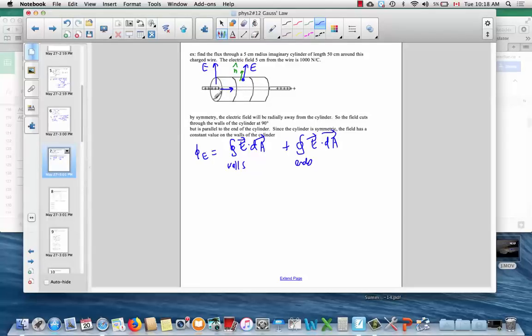The end surface right here. Now the good news there, though, is that because the outwards pointing surface vector is this way, the electric field, you could see, is perpendicular to that. Or in other words, another way of putting it is just that the electric field does not cut through the ends. So there's no flux through the ends, there's only flux through the walls.